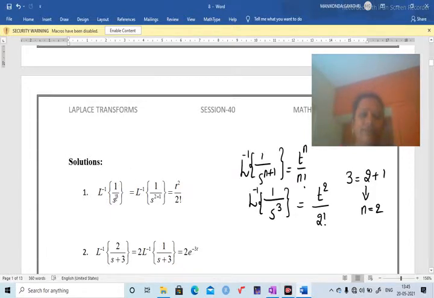L inverse of 1 by s cubed. L inverse of 1 by s power 2 plus 1. That means 3 can be written as 2 plus 1, that means n equals 2. This is the formula: L inverse of 1 by s power n plus 1 equals t power n by n factorial. So here n is 2. That's why t square by 2 factorial.